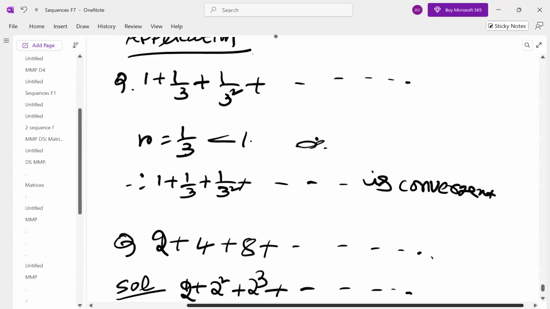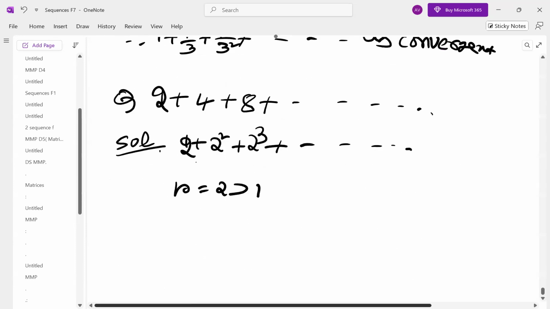You can also have 1 plus 2 plus 2 square plus and so on. Even if it is 2, you can take one common and apply, of course. This is 1 plus r plus r square plus r cube plus and so on. Even if a is there, no problem: a plus ar plus ar square plus, and in that case also, r is what is important. So in this case r is greater than 1, therefore the series is divergent.